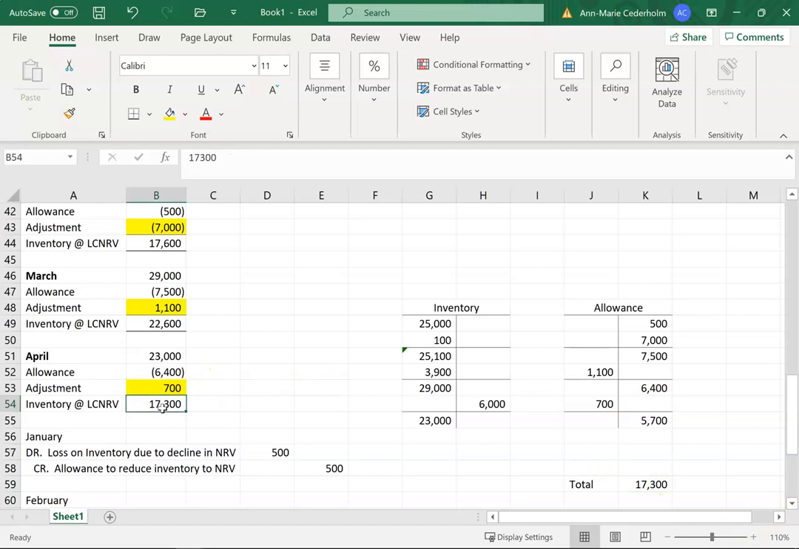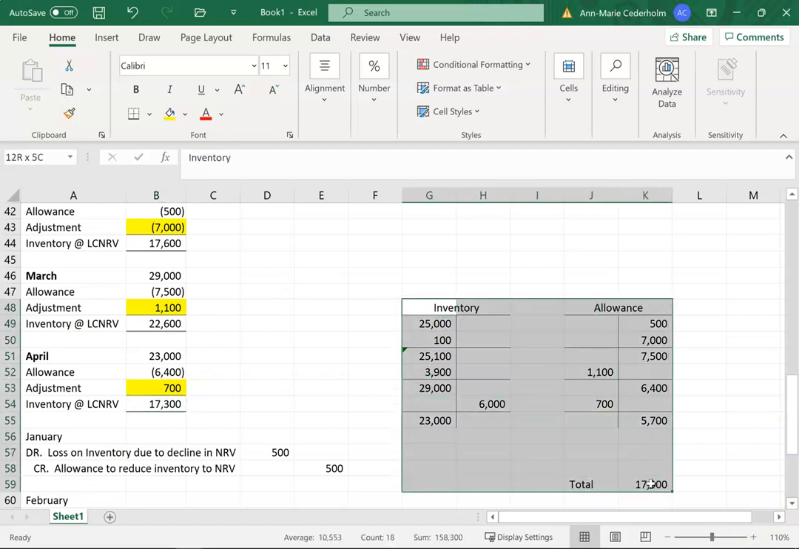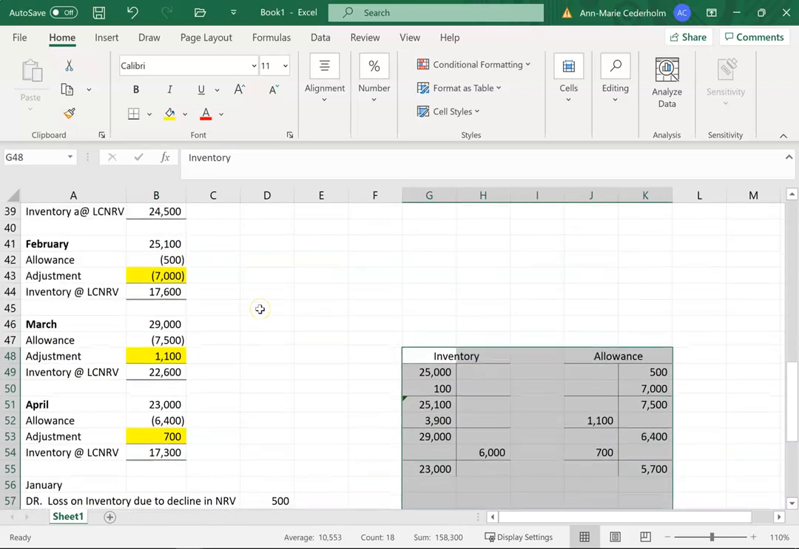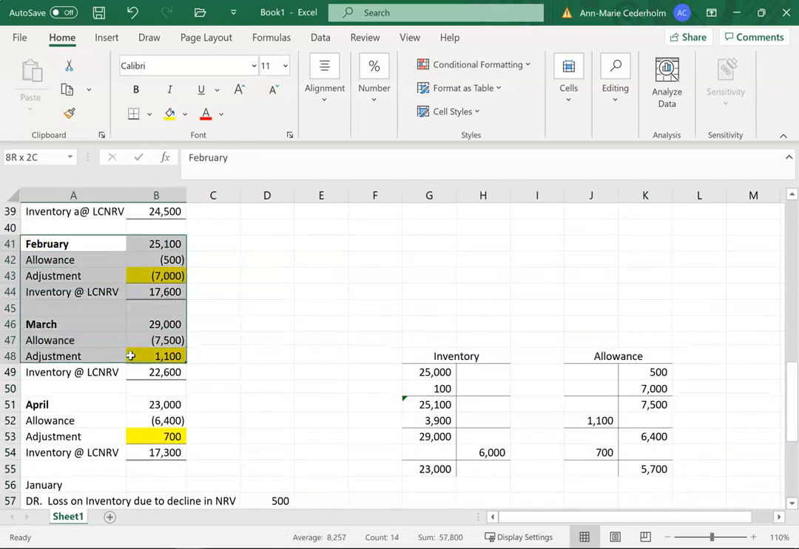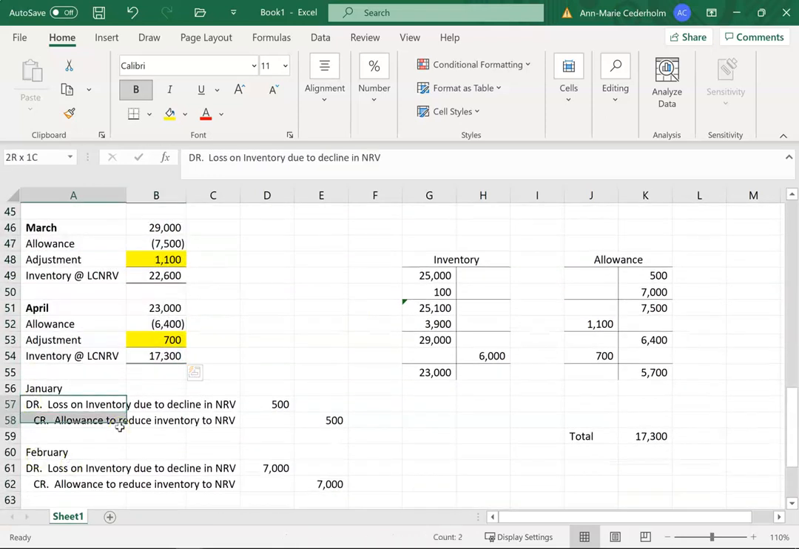So just do it the way that is easier for you. If you want to put them originally through T accounts, go ahead. Or if it makes sense just putting it into a schedule, go ahead. But we'll end up with the exact same journal entries and then the proper amounts in our ending inventory anyways.